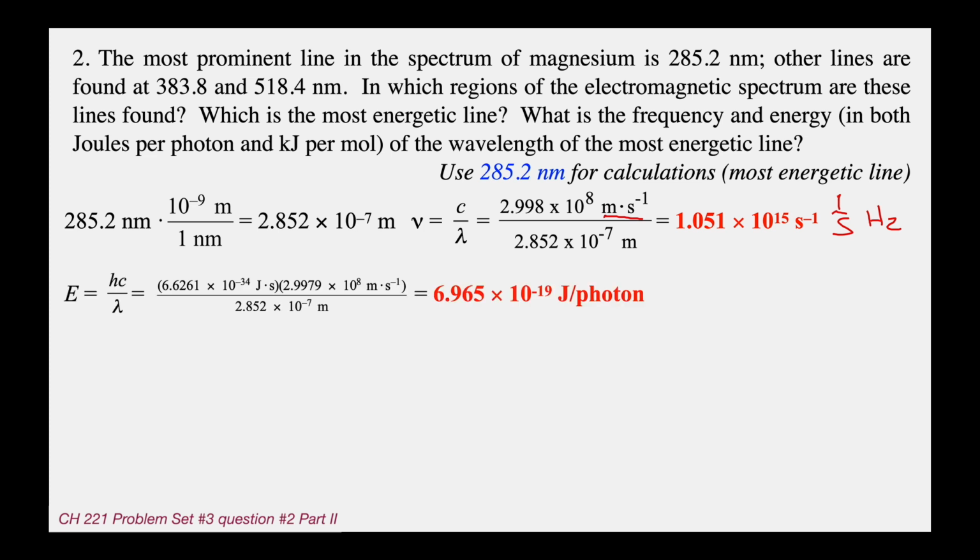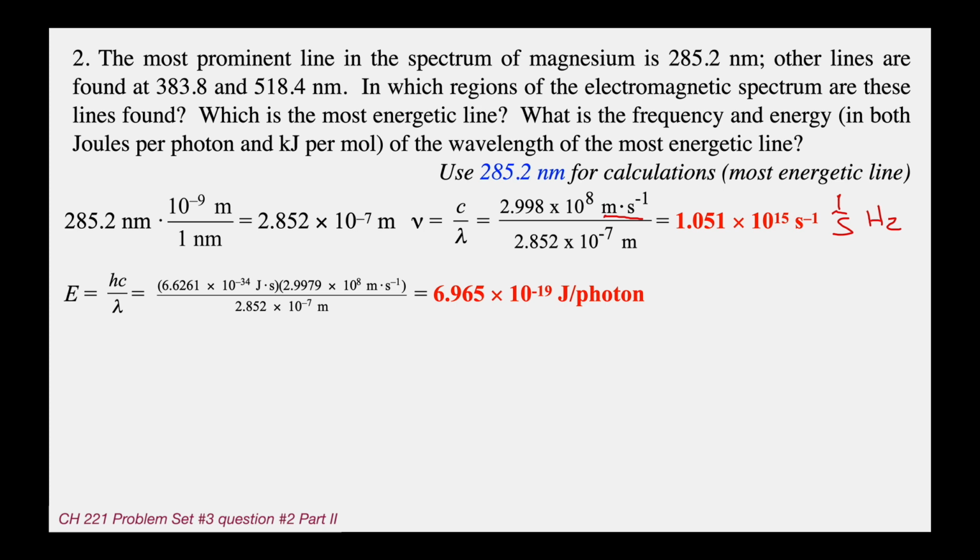Either way is okay. So in this example, I went Planck's constant, 6.626 is all you have to know, times 10 to the minus 34, times the speed of light, 2.998 is all you have to know, times 10 to the 8th, divided by the wavelength in meters, 6.965 times 10 to the minus 19th joules per photon. And again, you could have also calculated this number by taking the frequency, 1.051 times 10 to the 15th, multiplying it by Planck's constant, 6.626 times 10 to the minus 34. Good to go.